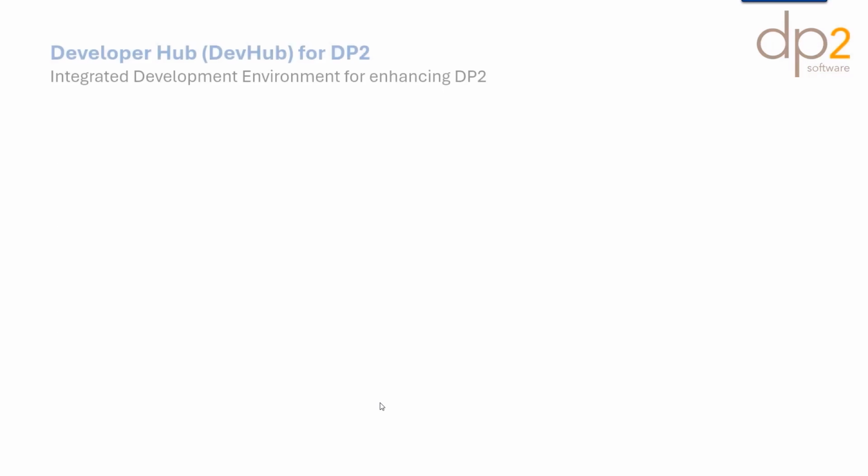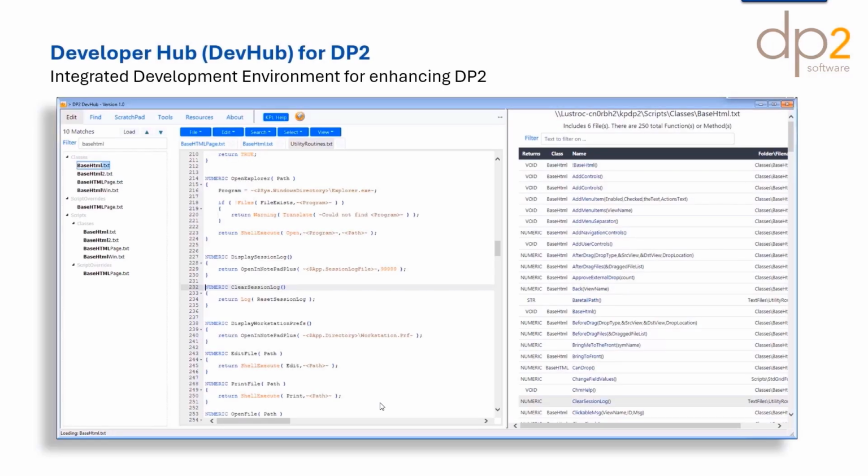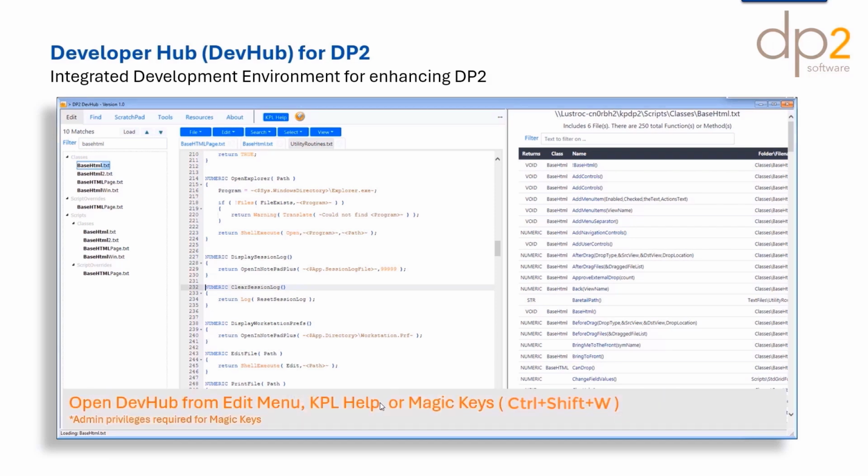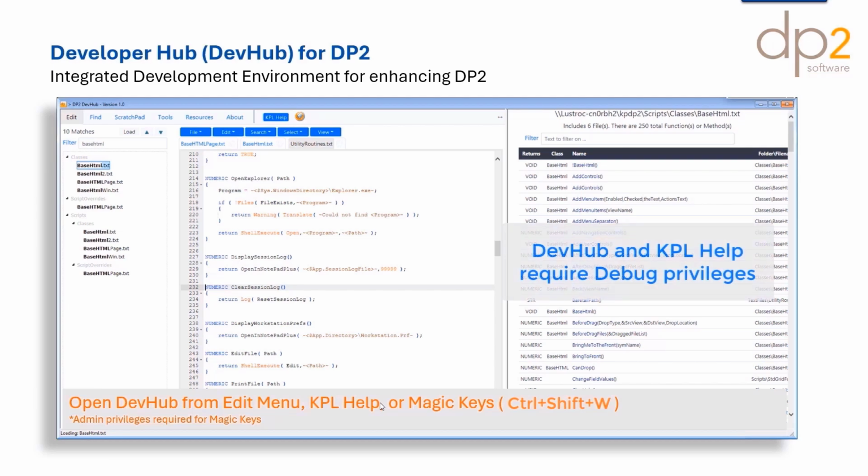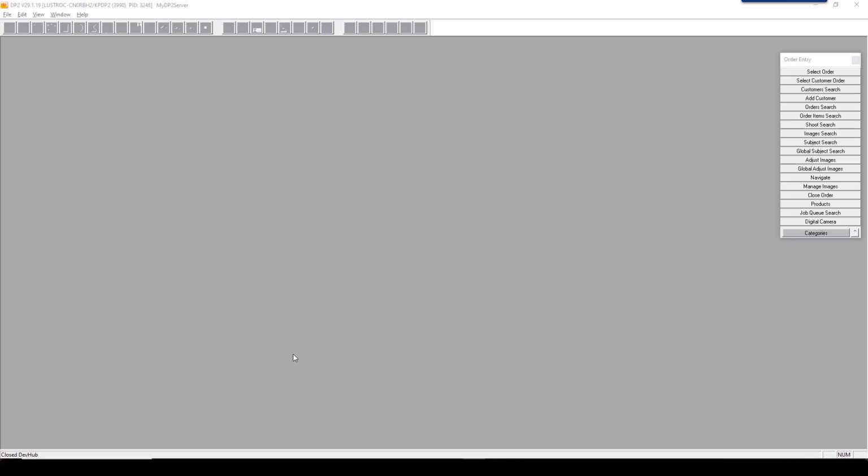One more slide here, just to give you a screen view of DevHub. And then at the bottom here, you'll see there's more than a few different ways to open DevHub. You can open up DevHub from the edit menu, from KPL Help. You can use your magic keys, Control-Shift-W, if you have admin privileges. And again, there's a lot of built-in workflow interplay right inside of DP2 to get you working efficiently between both DevHub, your editing environment for your DP2 or custom scripts, and then accessing KPL Help. So let me switch over to DP2 and I'll get started there.